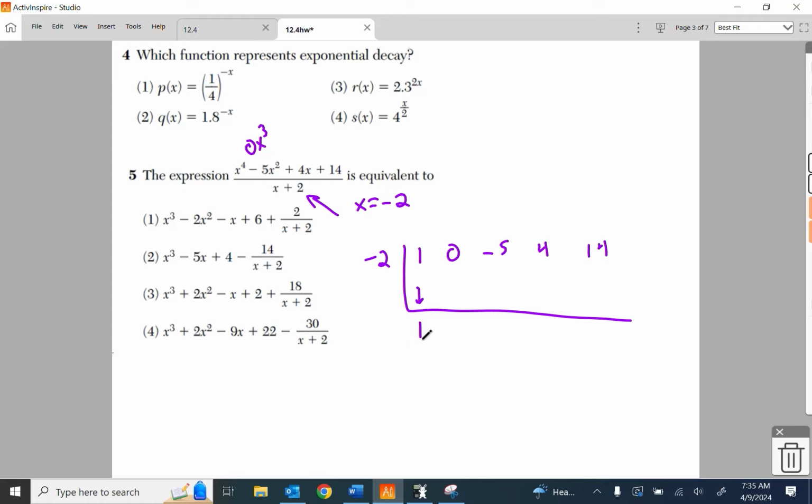Synthetic division is kind of unique. So we drop the 1, then we multiply, and we add, and we multiply, and we add, and we multiply, and we add, and we multiply, and we add. And this, boys and girls, is my remainder. Assuming I made no mistakes. See the 2? Everything else looks like it lines up because we have a constant, we have an x squared, and an x cubed. So, choice 1.